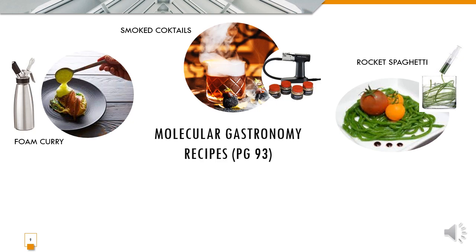Next up is rocket spaghetti, also known as arugula. These make long strands of rocket with the help of agar-agar, and you generally can serve these noodles hot or cold. You will do this by using a syringe and using the calcium chloride and alginate to create these long strands of jellified noodles. You can actually serve these hot or cold.